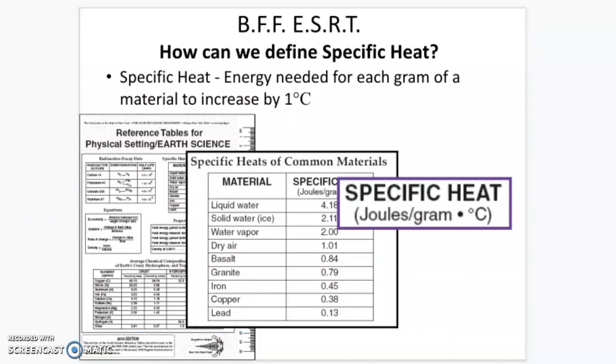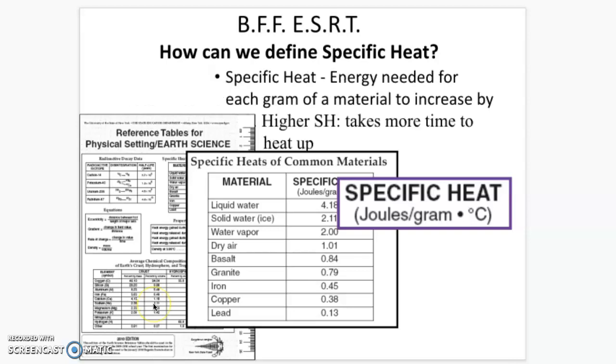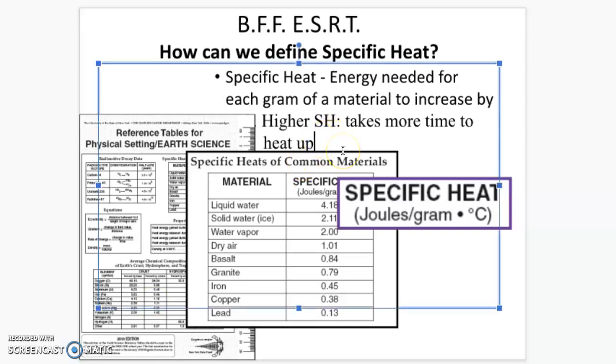Okay, taking a look at specific heat. Specific heat is what we refer to as the energy needed for each gram of material or water to increase by 1 degree Celsius. We also say here that a higher specific heat means that a substance, and of course we're talking about water right now, which does have a very high specific heat, in fact the highest on this chart in your reference table on the front page, not only takes a very long time to heat up, but also to cool down.